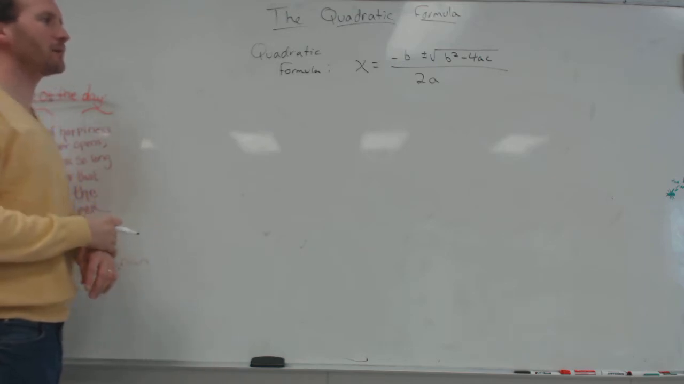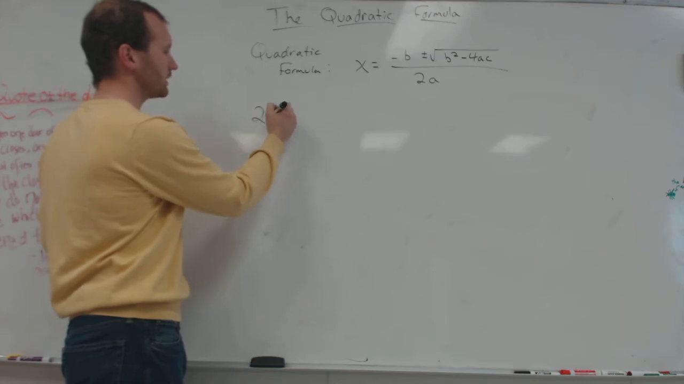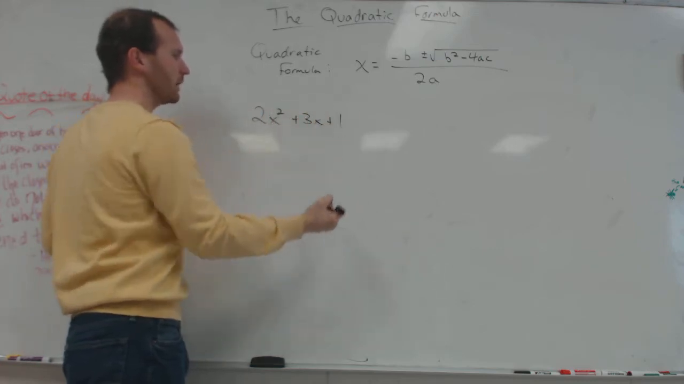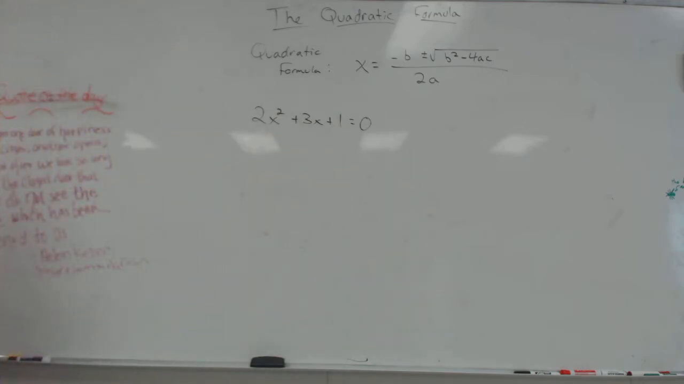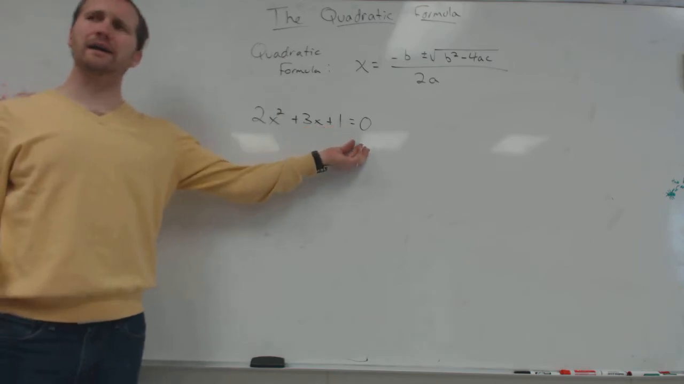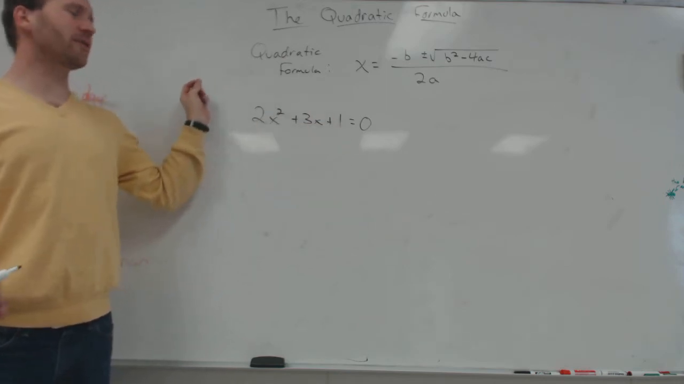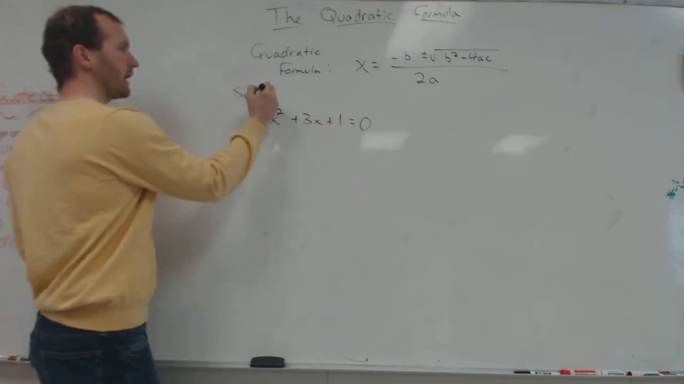So let's say I gave you a problem like the one we started with today, which was 2 as a warm-up. 2x squared plus 3x plus 1 equals 0. Or it could say equals y. If it says y, the instruction will be find the zeros. If it says equals 0, the instruction will just be solve for x.